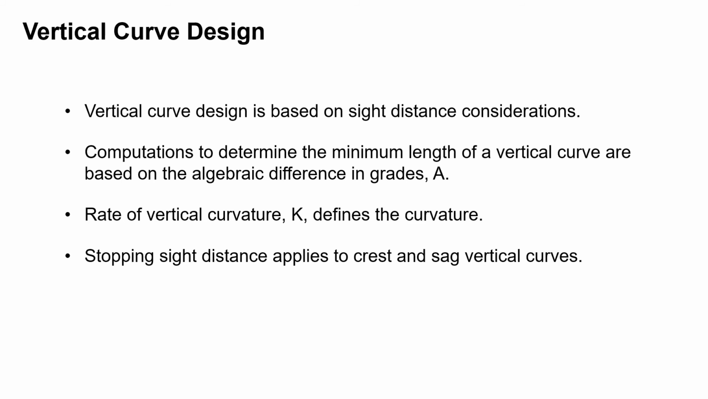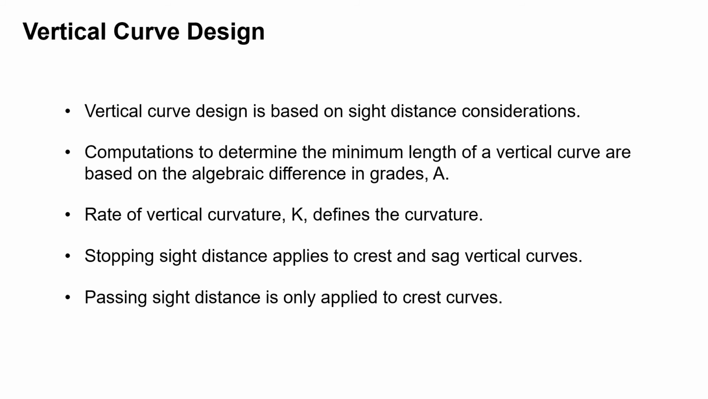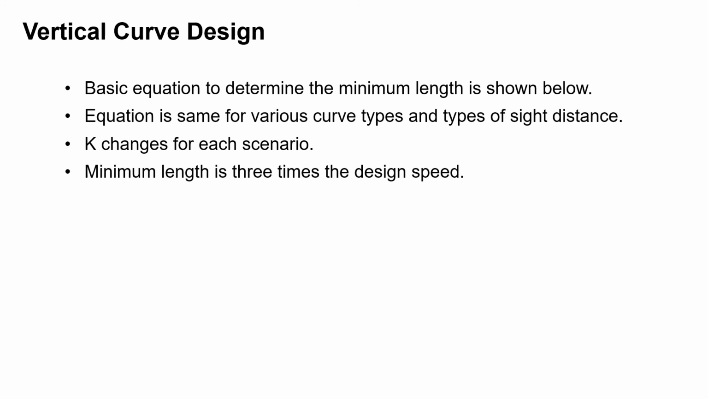Stopping sight distance applies to both crest curves and sag vertical curves. And passing sight distance is only applied to crest curves. So the basic equation to determine the minimum length is shown below. The equation is the same for various curve types and types of sight distance. The K is what changes for each scenario. And additionally, the minimum length is 3 times the design speed. So any value you come up with for length, we need to check it and make sure it's at least 3 times the design speed. So K equals L divided by A, or L equals K times A.